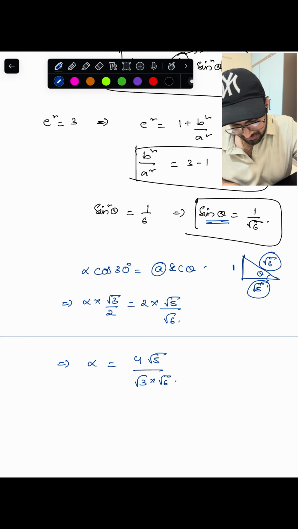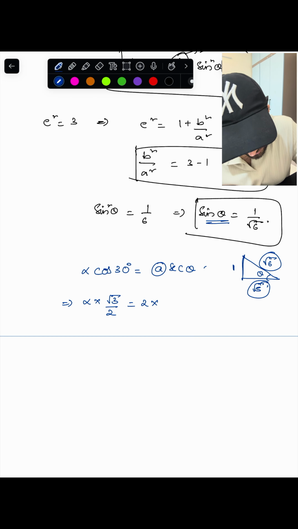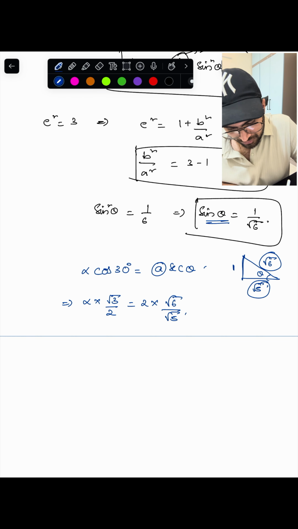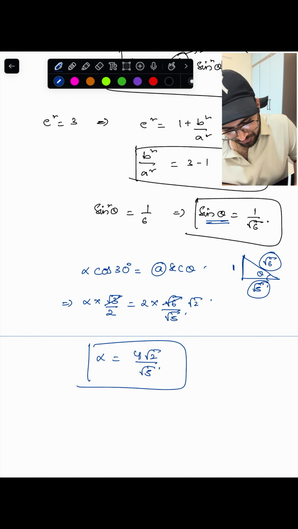Sorry, I think we did a mistake here. So here secant theta means hypotenuse by adjacent side, right? So root 3 cancel, you will have root 2. So alpha will be 4 times root 2 by root 5. Yeah, this is correct. Okay, 4 root 2 by root 5.